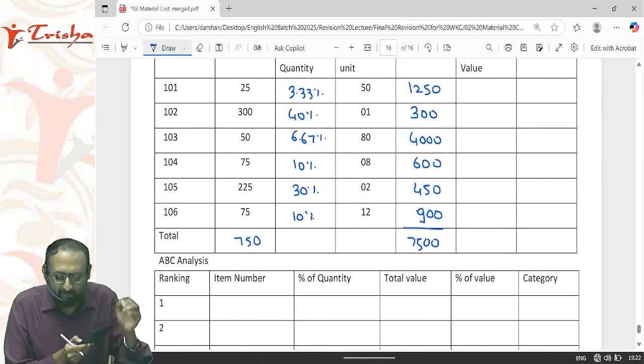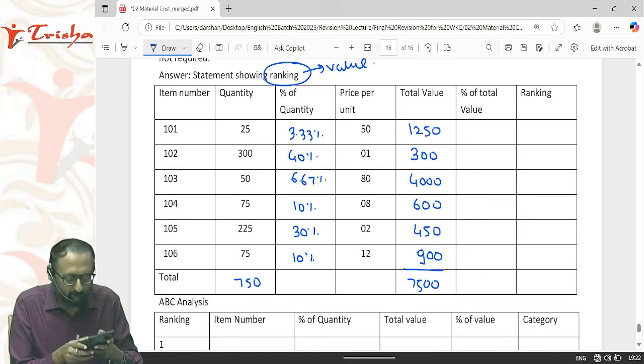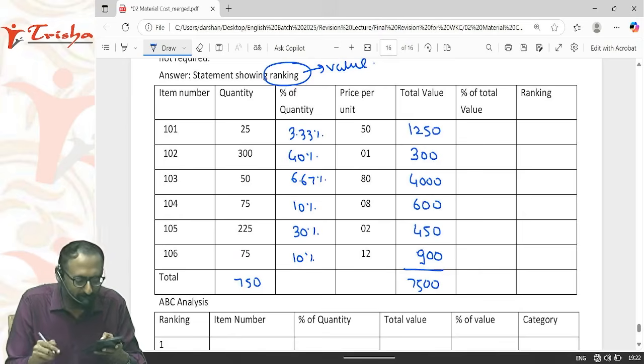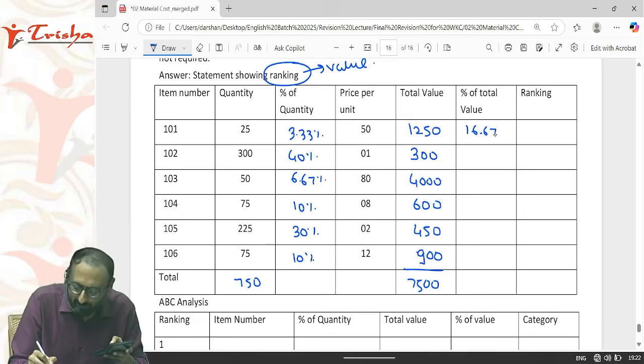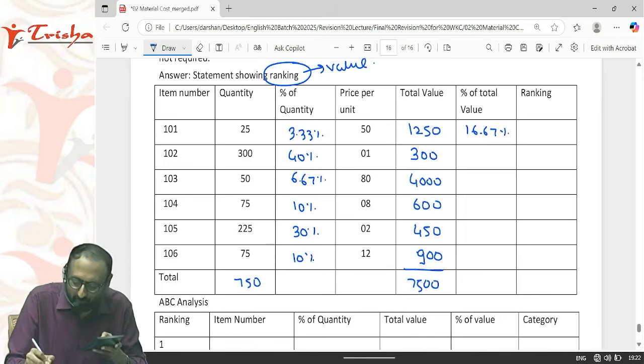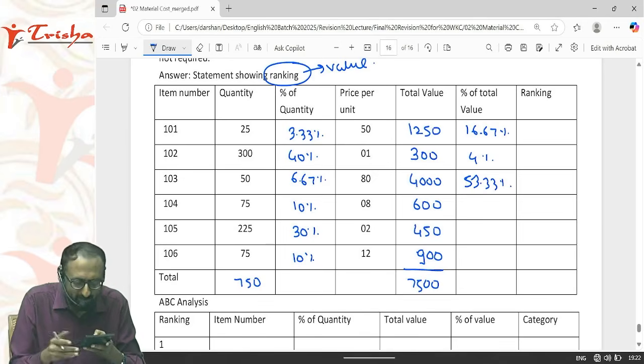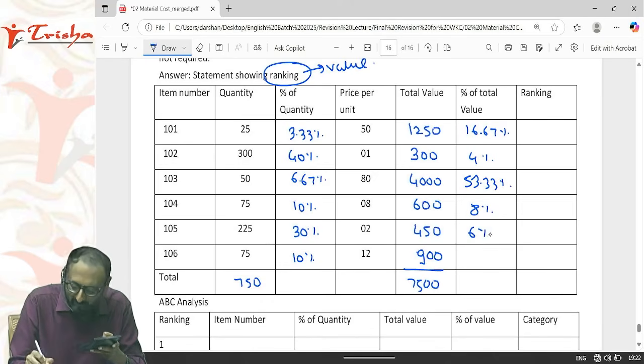Now please check the percentage of value. 1250 divided by 7,500, is it 16.67%? 300 is equal to, is it 4%? 4,000 is equal to 53.33%. Next one, 600 is equal to 8%. 450 is equal to 6%. 900 is equal to, sir, 12%. Correct, guys?